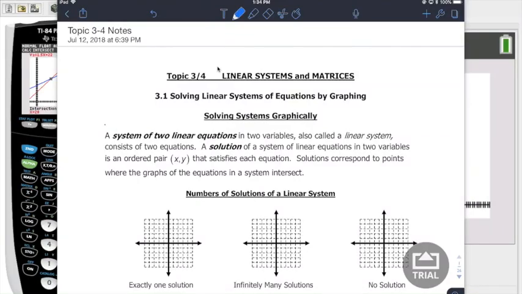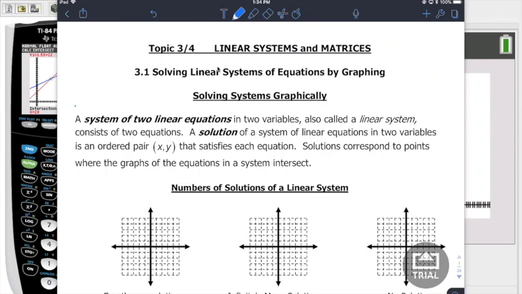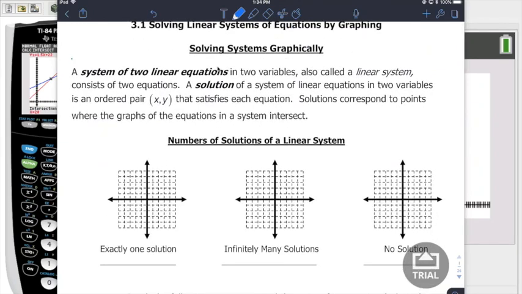Alright, today we're solving linear systems of equations by graphing. A system of two linear equations in two variables is also called a linear system. A solution of a system of linear equations in two variables is an ordered pair that satisfies each equation. Solutions correspond to points where the graphs of the equations in a system intersect, and that's kind of the big keyword that we're going to be talking about today.